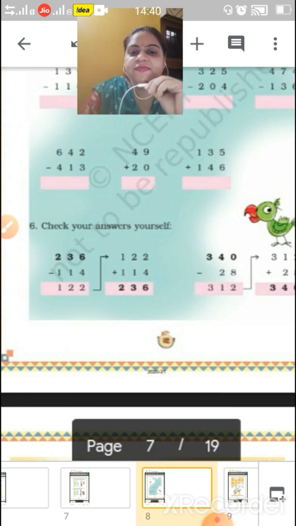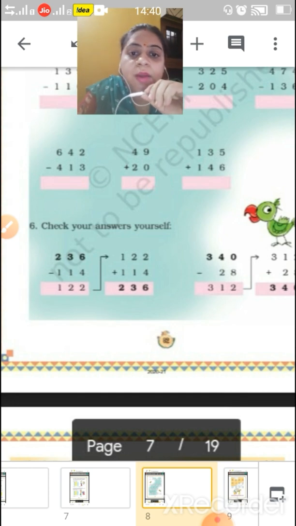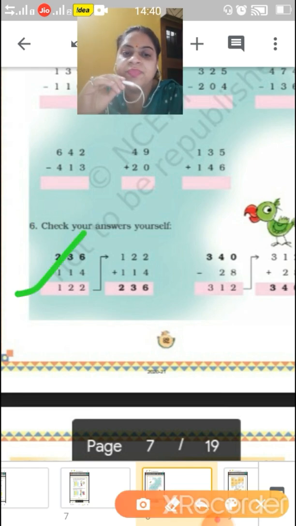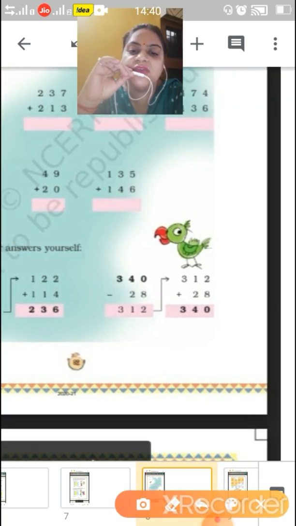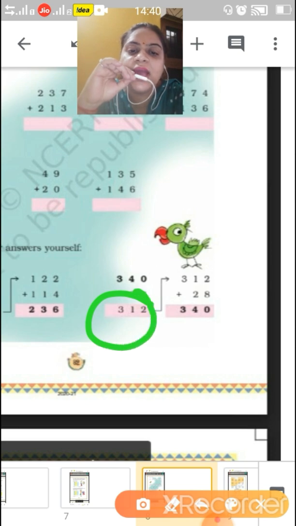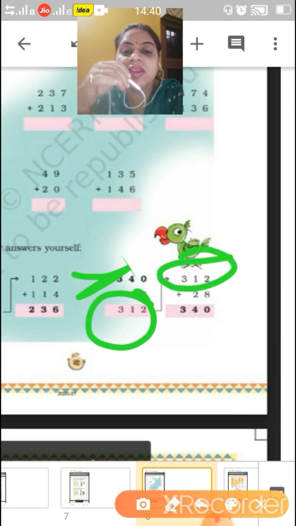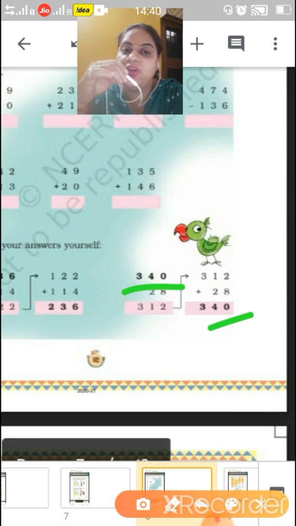Check yourself. 236 minus 114 is 122. But when we add 122 to 114, that is 236. Now next, 340 minus 28, that is 312. And when we want to add this, we have 312, and what we are subtracting, that is plus. So our answer would be the same, that is 340. Okay children.